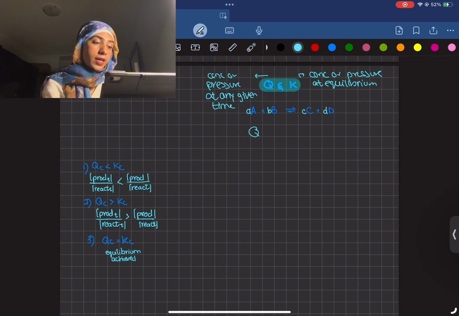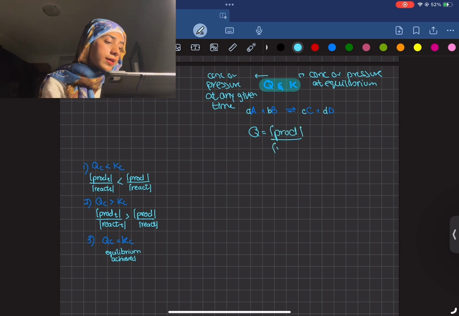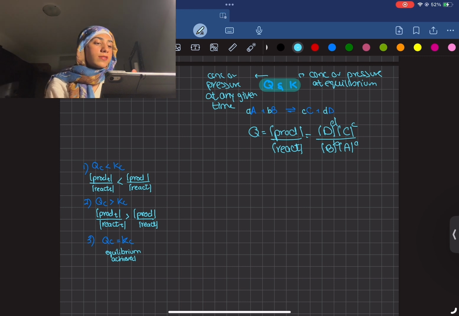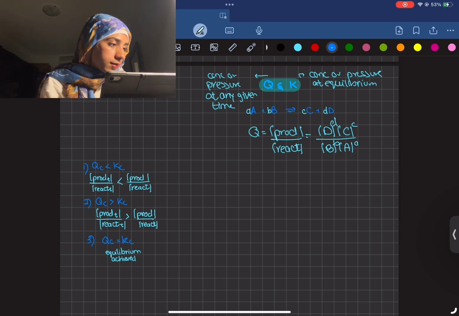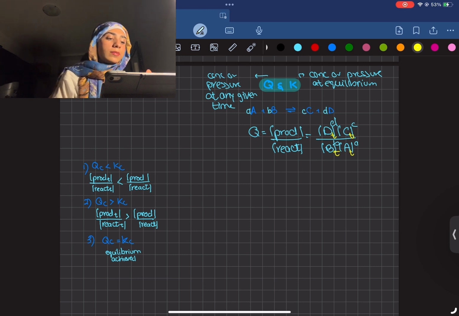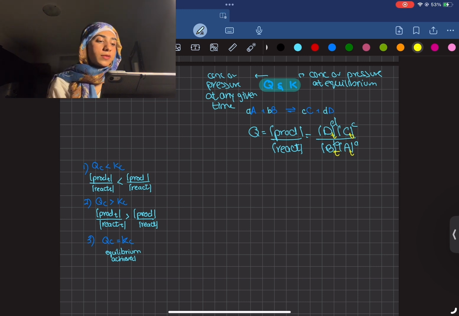Well, it is similar to that of K. So that means it would be concentration or pressure of products divided by that of reactants. Using the above equation, we can write it just like this. And don't forget the powers. But if you notice, it looks literally similar to how we write K. So to create a difference, we can just add in T at the bottom to say that it's at any given time. Although when you really write it using numbers, you don't really need to mention the T, but to create a difference in the formula, we can just write T over here.